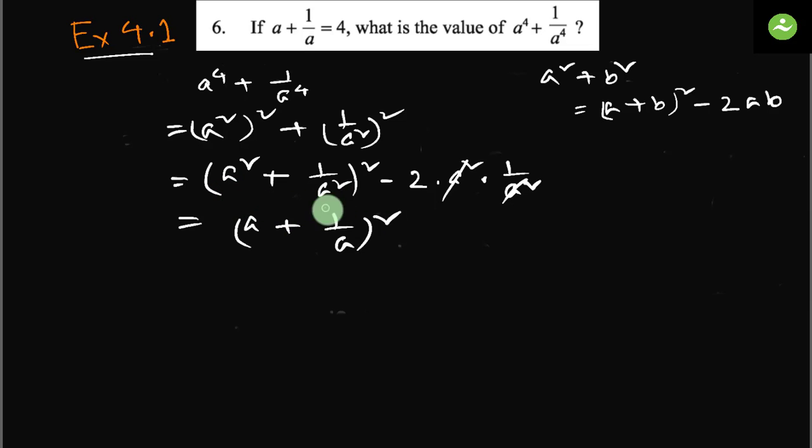Now we are doing a square plus 1 by a square. We are changing to the format a plus 1 by a whole square, a plus b whole square. We know the formula is minus 2ab, so minus 2 into a into 1 by a. So here is a square, so we have to put a second bracket and then whole square for this. Now there was a minus 2 here, so we put that minus 2 here. We can put the value of a plus 1 by a now, because we don't have to worry about this.